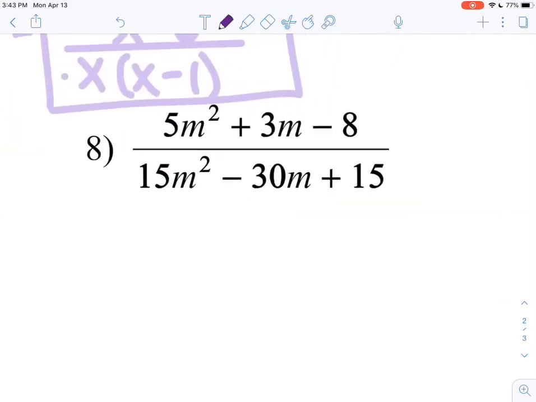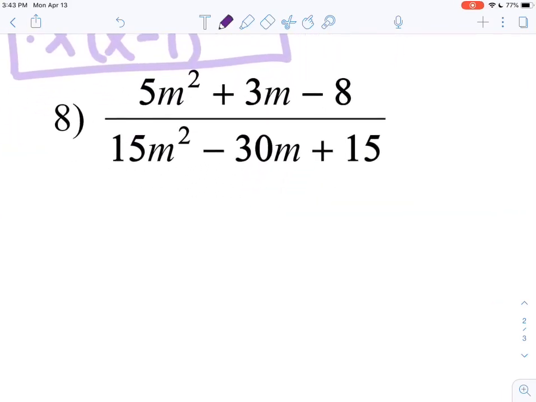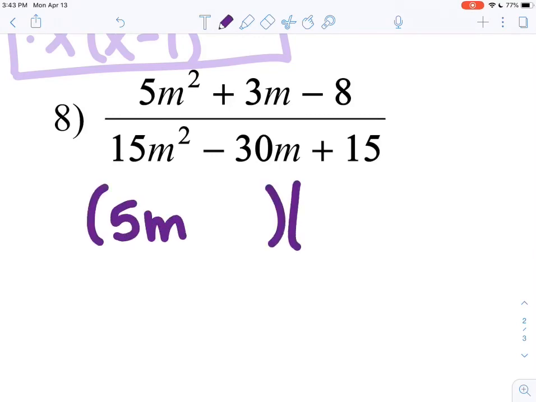Okay, finally number 8. I'm going to factor the numerator, so there's no GCF, so I'm going to have to guess and check. So remember, it's 5m and m. That's the only way you could break up 5. And you have to guess with factors of 8. Well, it's multiplying to be a negative, so one's plus, one's minus.